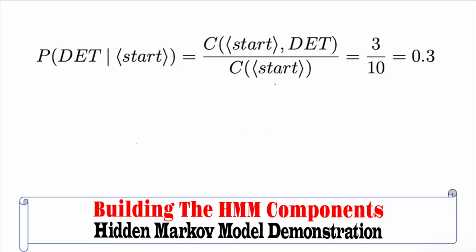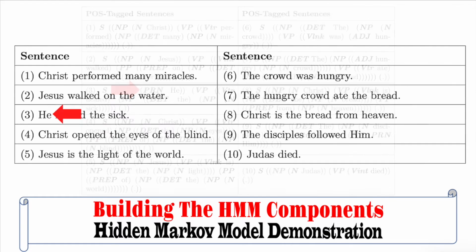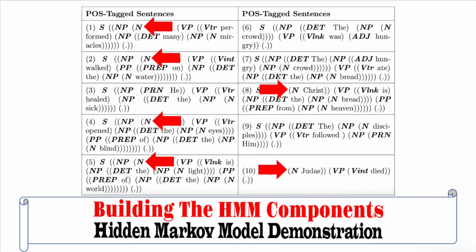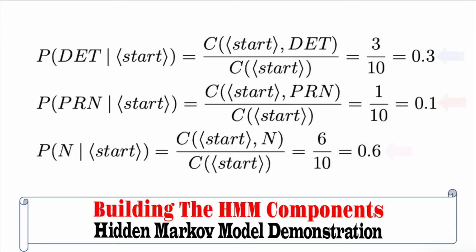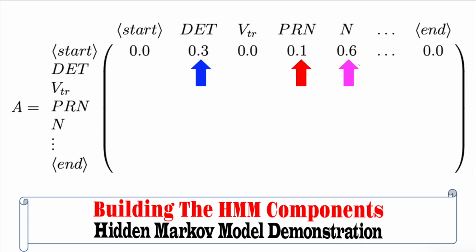For a PRN tag for pronouns following the start marker, we only have one, as shown on the screen, pointed to by the red arrow. Therefore, its probability is 0.1. As for the N tag for nouns following the start marker, we have 6 of them as shown on the screen. So the probability is 0.6. These computed values are entered as values of row 1 of the transition probability matrix.